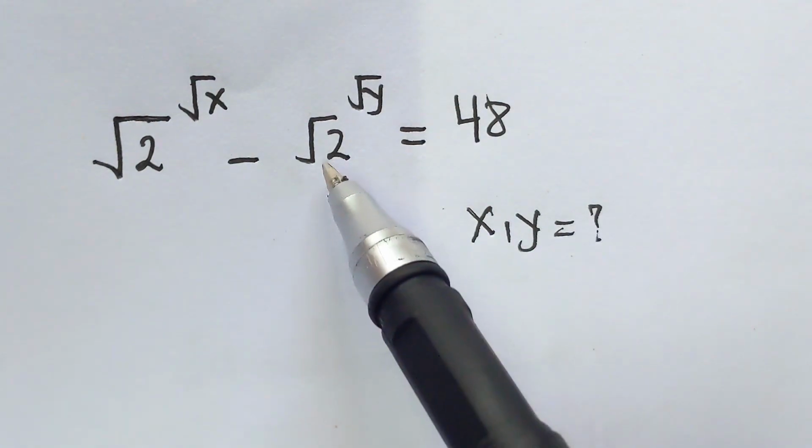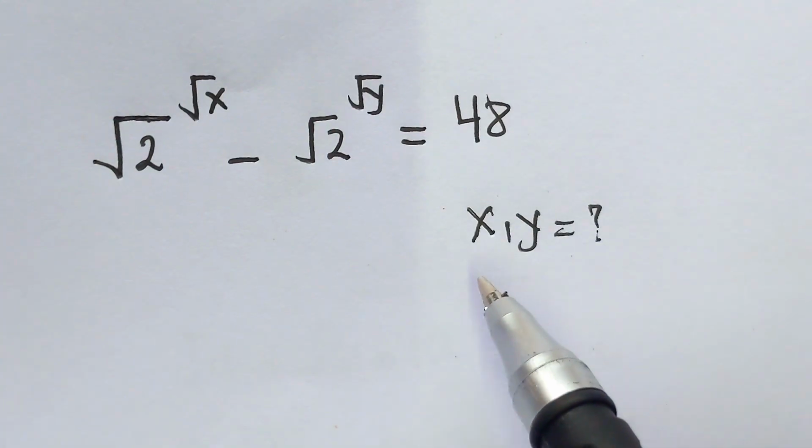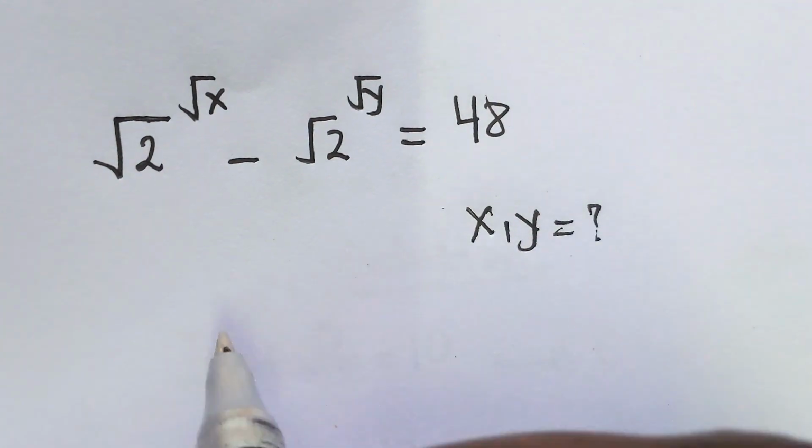Today's video, we have been given a question: square root of 2 power square root of x minus square root of 2 power square root of y equals 48, and we are supposed to find the value of x and y. Let's provide a solution very quickly.